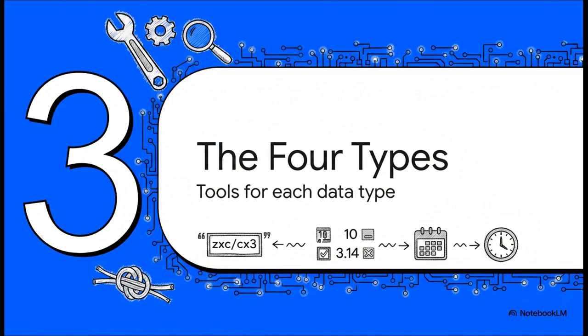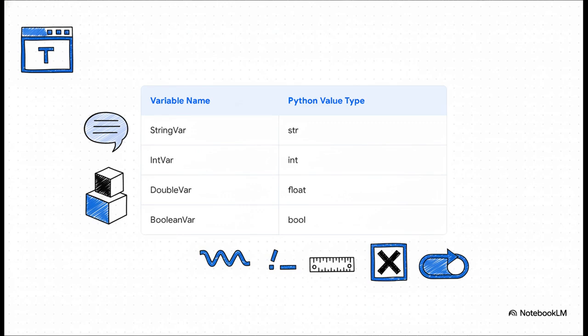Now, Tkinter is smart about this. It doesn't just give you one generic tool. It provides specialized control variables for pretty much any kind of data you'll need to handle. You're going to be using these four all the time. You've got StringVar for any kind of text, IntVar for whole numbers, DoubleVar for floating point numbers, numbers with decimals, and BooleanVar for true-false states, which is absolutely perfect for things like checkboxes.